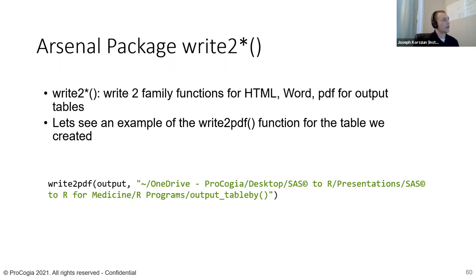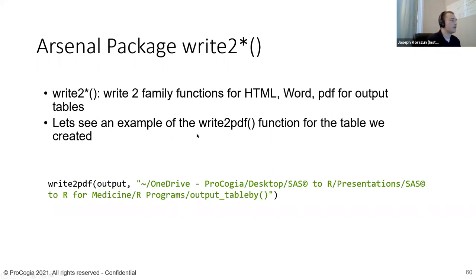So the final thing from the Arsenal package that I wanted to touch on in this class is pretty useful. It's similar to the ODS output in SAS. It's the write to family of functions. The write to family includes HTML, Word, and PDF for output tables. Again, only for output tables. If you're looking to create an output from your R code, a better solution in most cases is going to be using Markdown. But if you're looking for quick outputs of tables and you're already in the Arsenal package, this is easy to reference and output for anybody else looking at your data analysis.